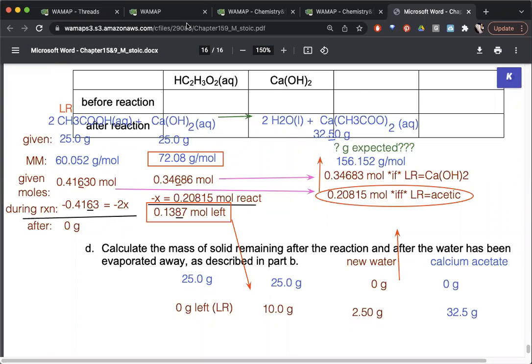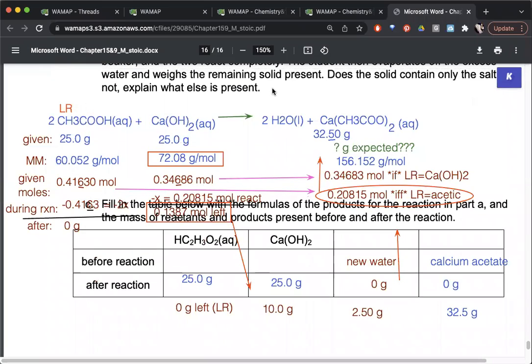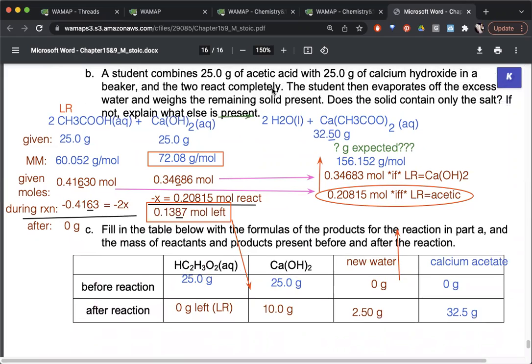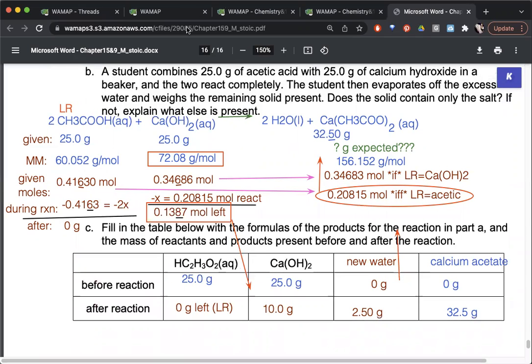Oh, yeah, I can scroll it back down now. So we're going to be left with the calcium hydroxide plus the calcium acetate. And so that should be 32.5 grams total salt residue.